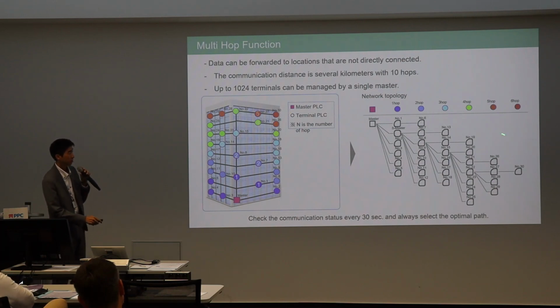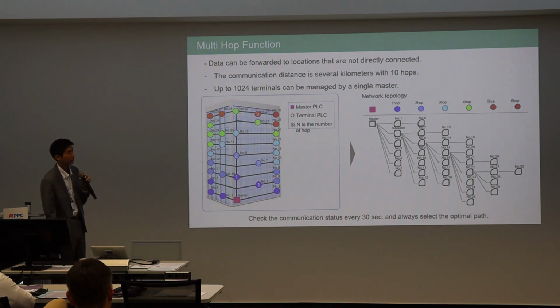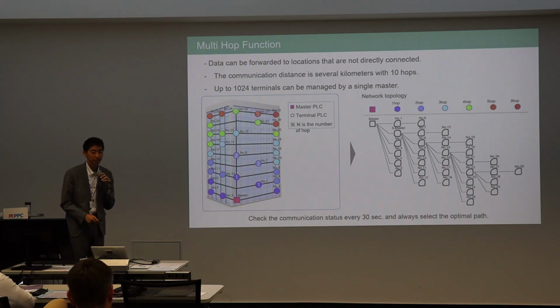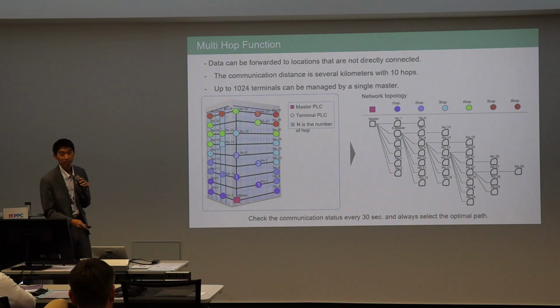This figure shows the topology, like a route map. This is a master PLC device, and these are terminals. This topology is reviewed according to the state of the transmission path. Thus, if a communication failure occurs somewhere, for example due to noise, another route can be constructed to deliver data.